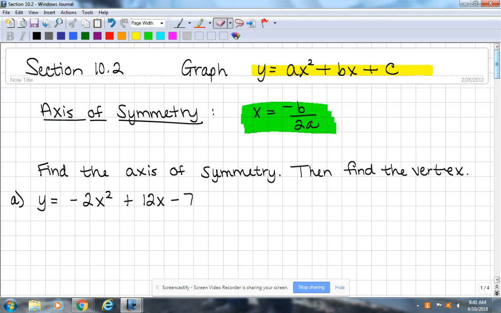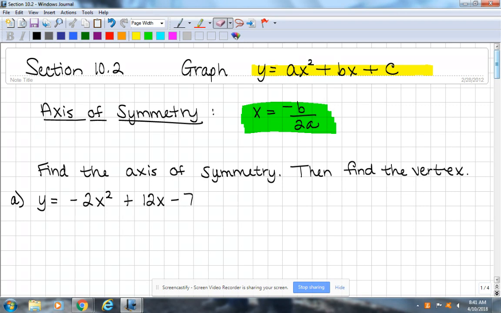And we learned back in chapter 4 that x equals a number is a vertical line, right? Anytime we're graphing x equals a number, it's a vertical line. So we're finding what vertical line is our axis of symmetry for our quadratic. So we're finding the vertical line that is the center of the parabola when we're finding the axis of symmetry. And the formula is negative b over 2a.